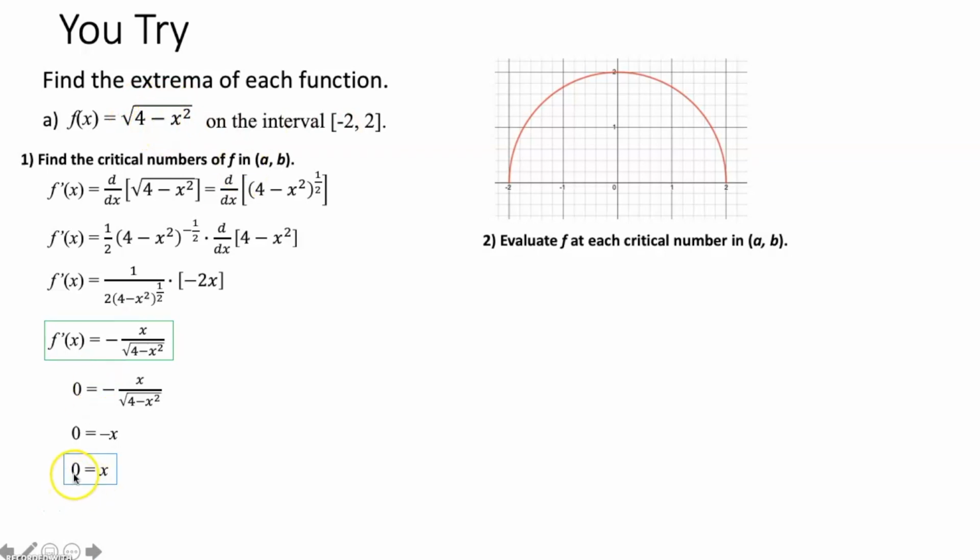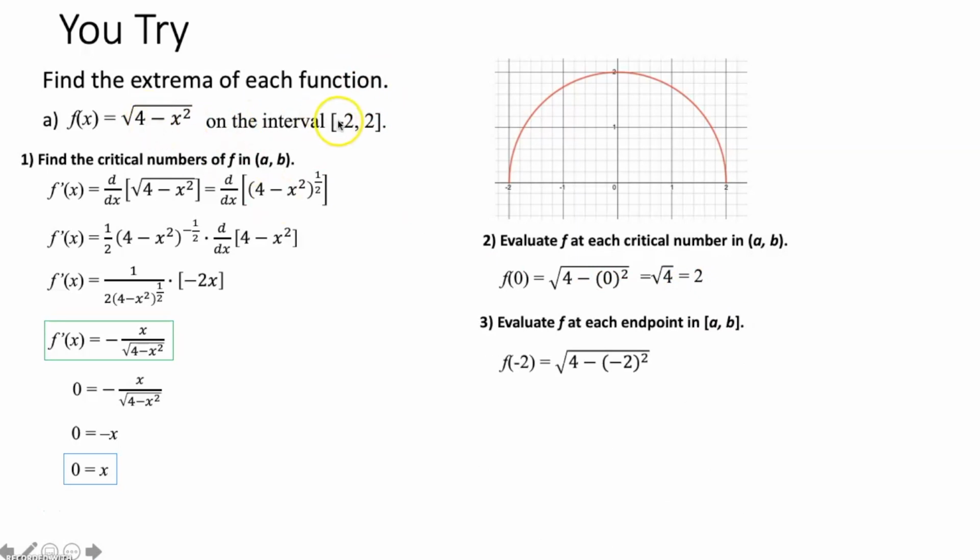So let's start with our critical number here, 0. We're going to take that, plug it into the original function, get the y value that goes with that, which is 2. Then we take each of our endpoints and plug them into the original function. If I take -2, plug it in the original function, I end up getting 0. If I take +2 and plug it in the original function, I get 0.